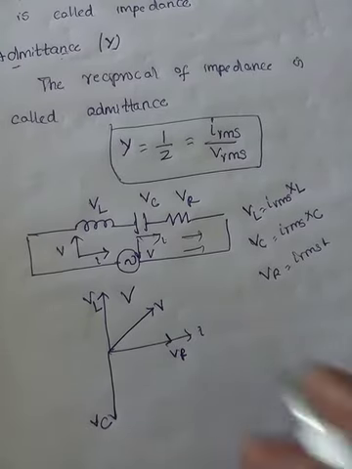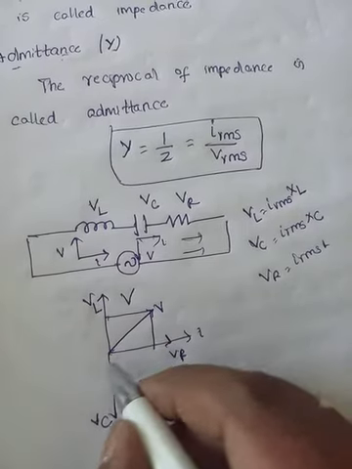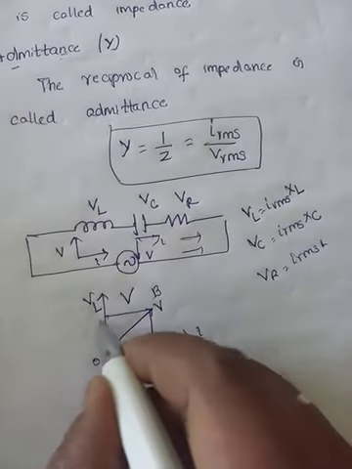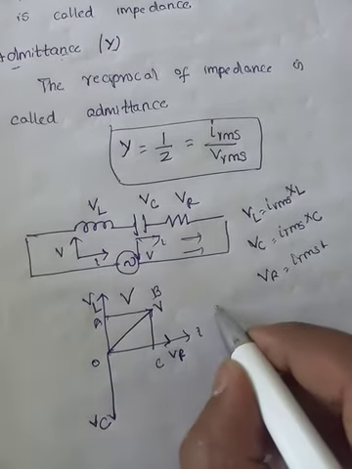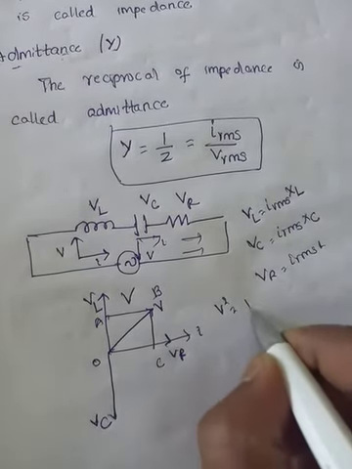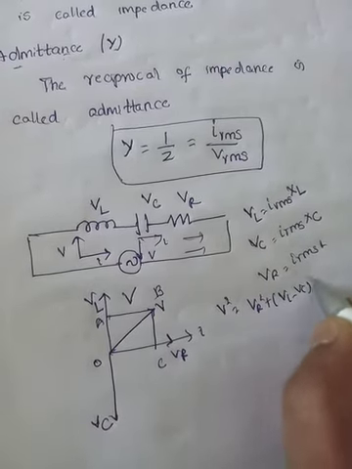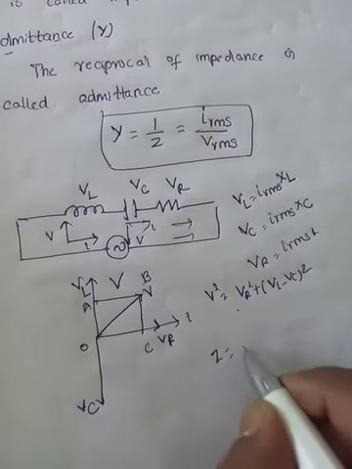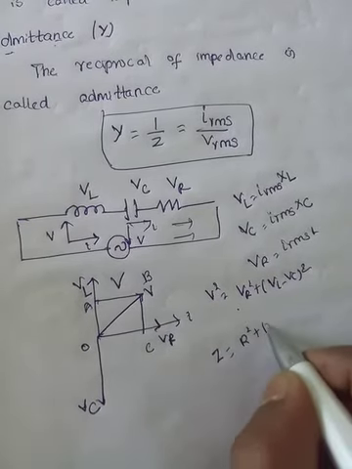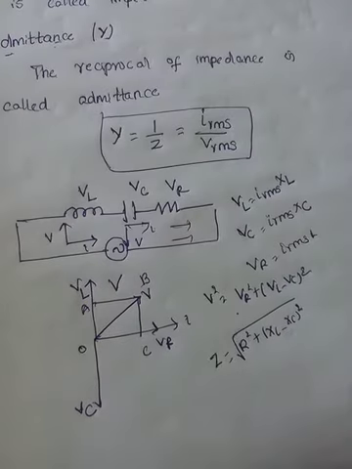Now it forms a rectangle. I want the resultant OB, so we apply Pythagoras theorem. V square is equal to VR square plus VL minus VC whole square. Substituting all these, we get Z is equal to the square root of R square plus XL minus XC whole square.